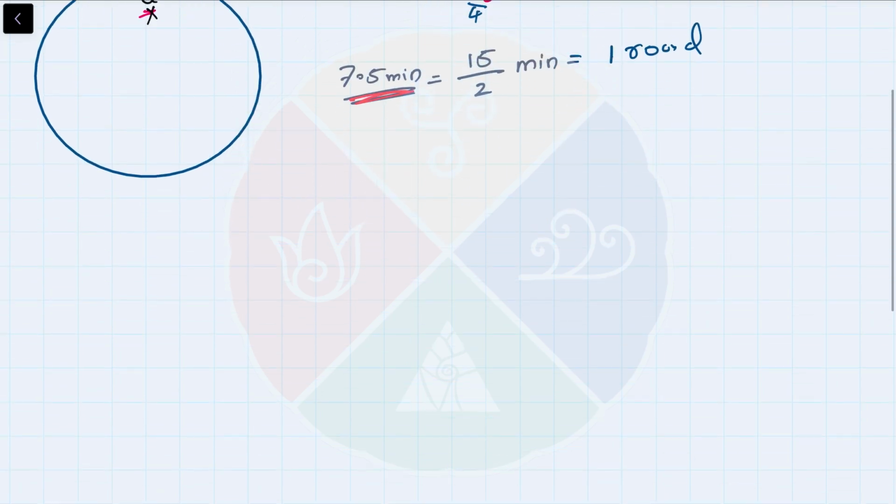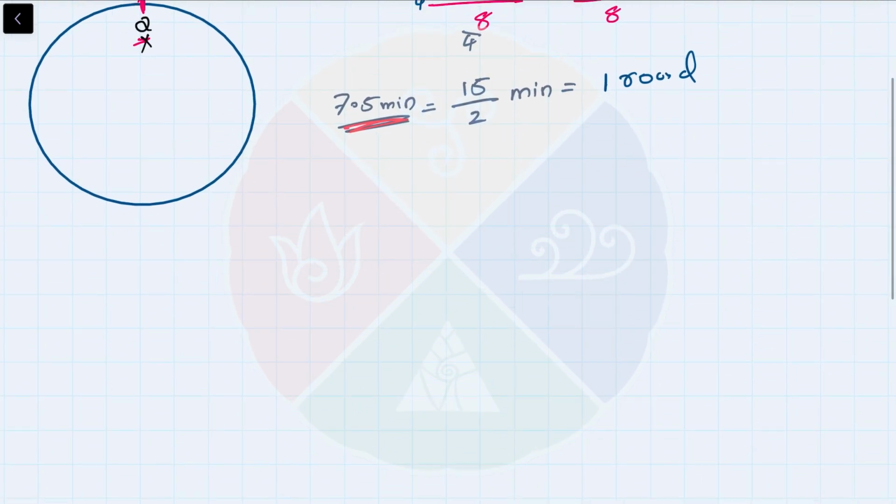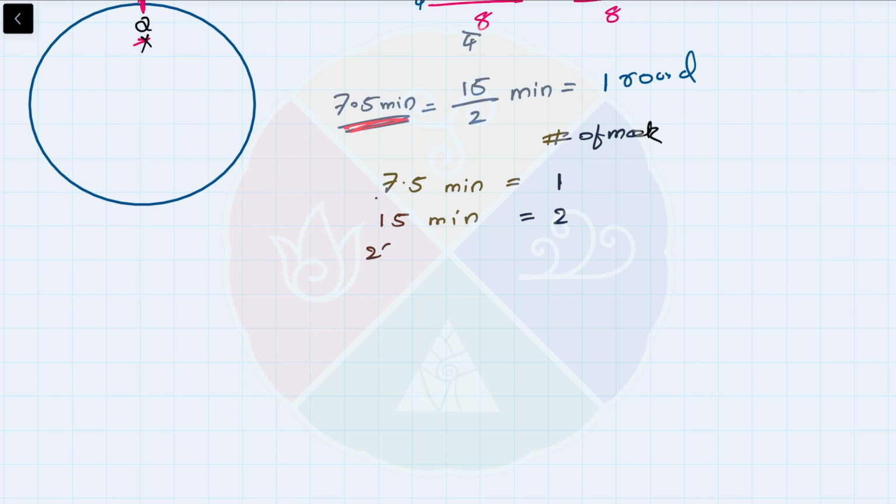Now, let's see. In this scenario, they are starting from the same point. After 7.5 minutes, they will meet one time. Another 7.5 minutes, that is in 15 minutes, they will meet one more time. So for the second meeting, in another 7.5 minutes, if I add, I'll get 22.5 minutes.